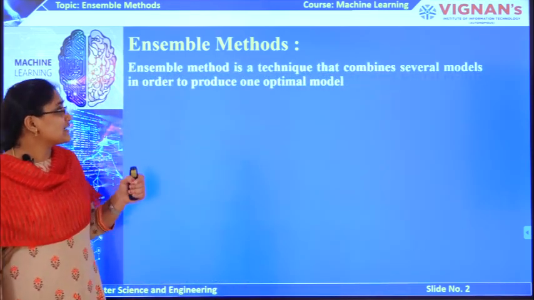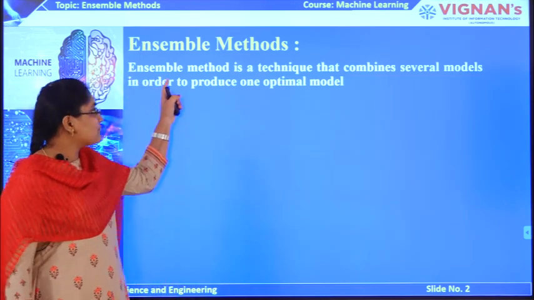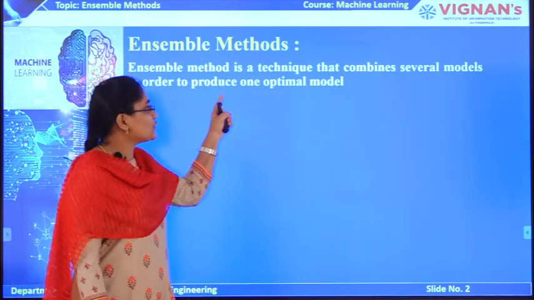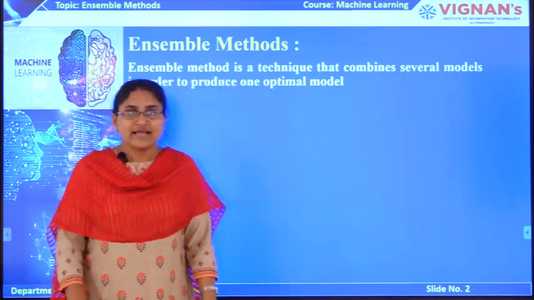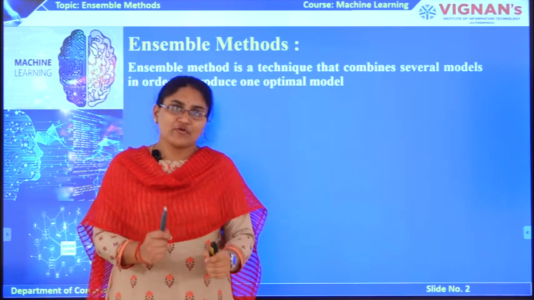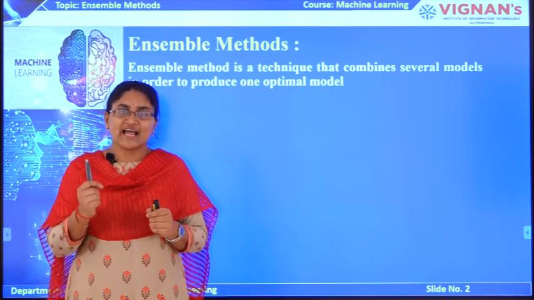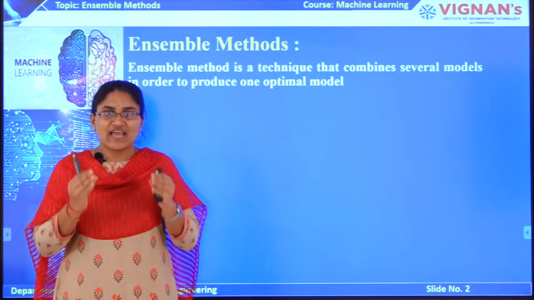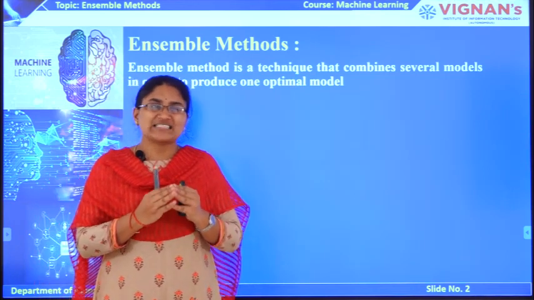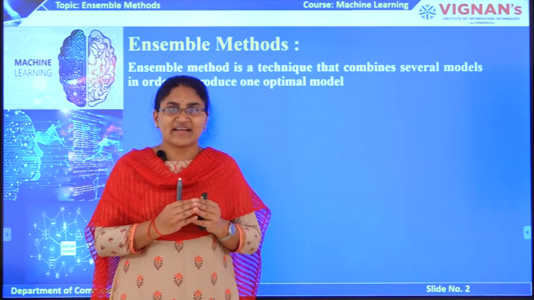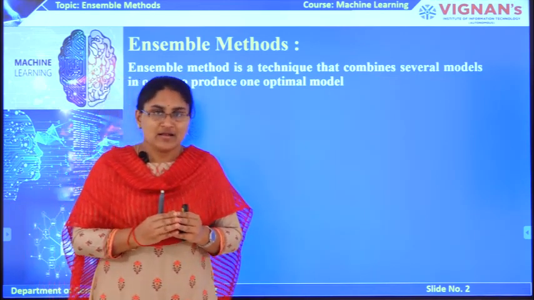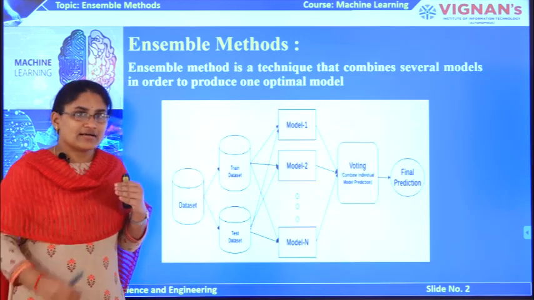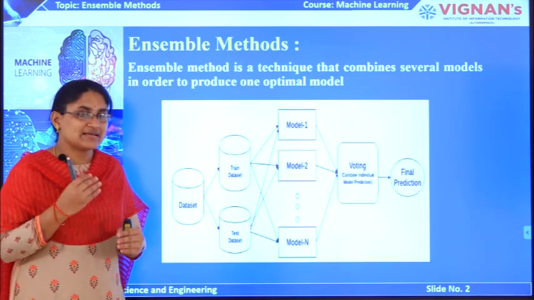Now let's see what the ensemble method is. The ensemble method is a technique that combines several models in order to produce one optimal model. As in my example, before purchasing your new mobile, you take different feedback from different sources. In this way, here also we are combining the predictions of multiple models to make a single prediction for our final model. Now let's see one diagram. From this we can easily get the idea about ensemble methods.